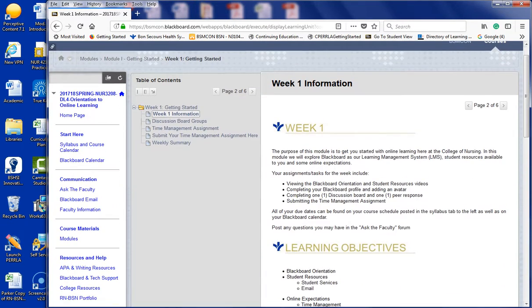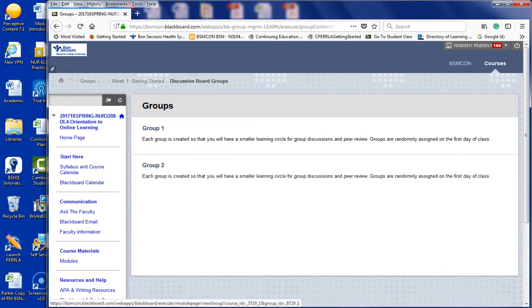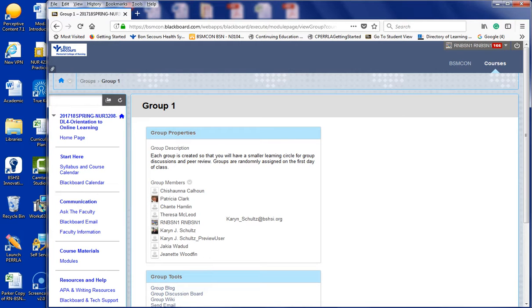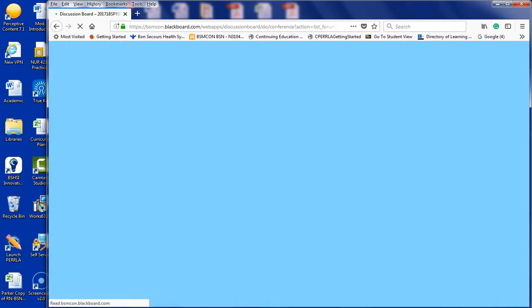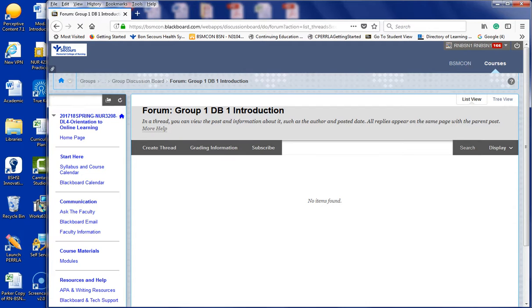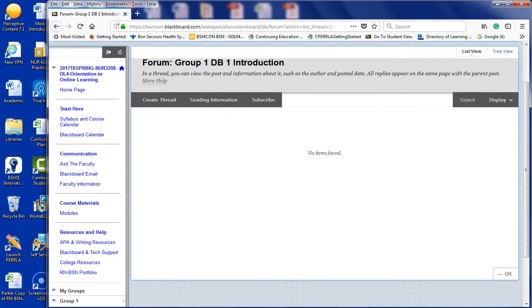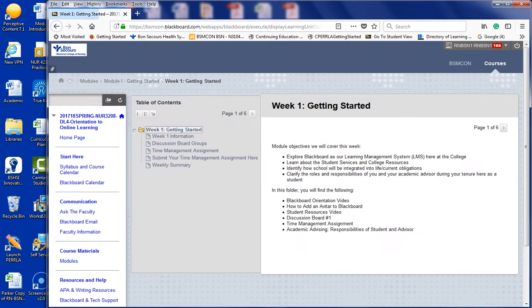And then we can go on to, and this again is your discussion board group. Launch here. And if you're in group 1 or group 2, you can see all your names here. And you come down here and you go to your group discussion board. And you're back here. And create a thread. So we'll come back. And sorry, we've got to backtrack a little bit here.